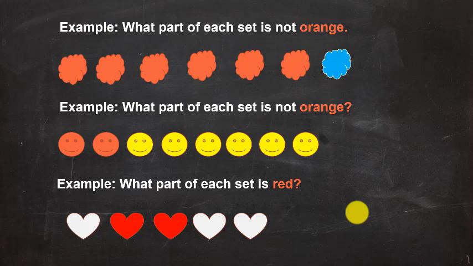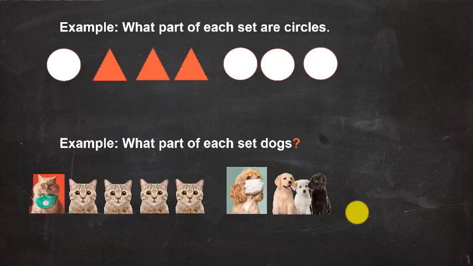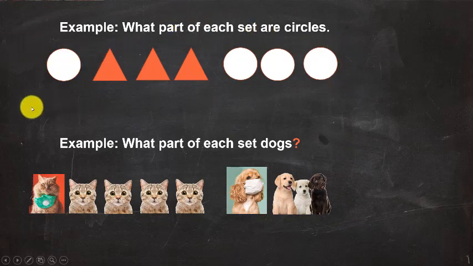I told you the set does not have to be the same figure, it could be different figures. My set has circles and triangles, and I need to know what part of the set are circles. Okay, there are 7 in total, and 4 of the 7 are circles. My fraction is 4/7. Very good.